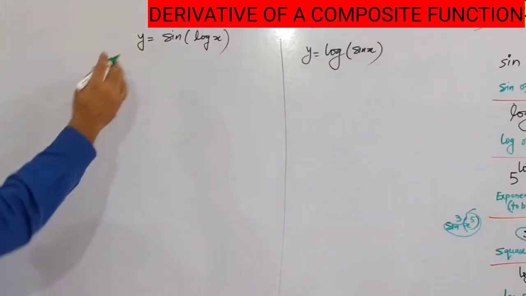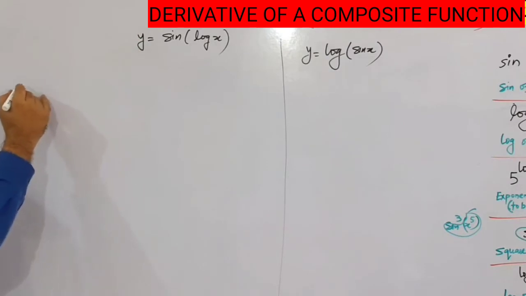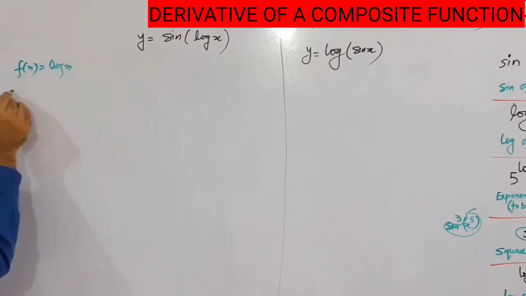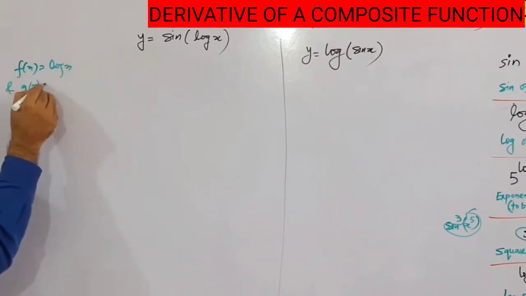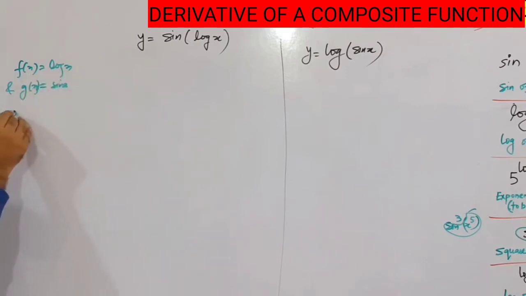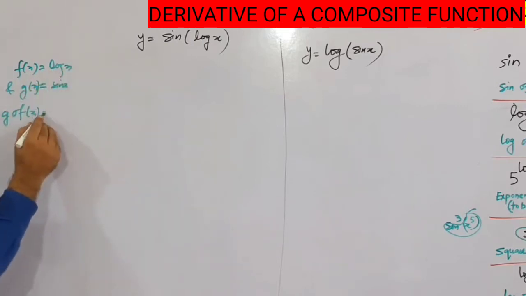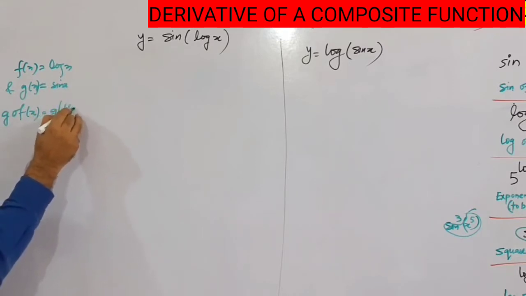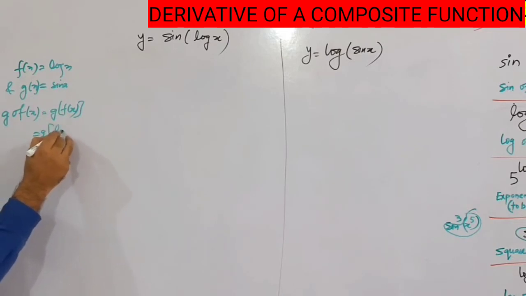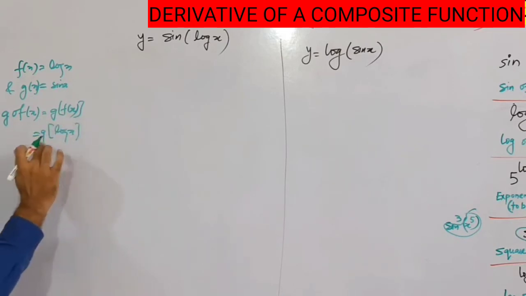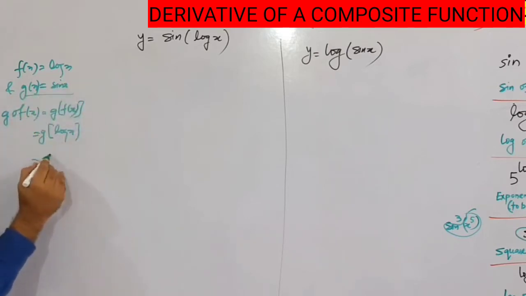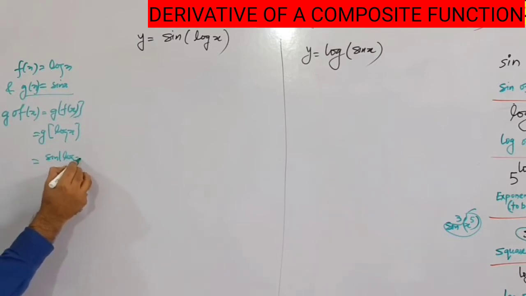Let's talk about it. Here we have y is equal to sine of log x. If I take f(x) is equal to log x and g(x) is equal to sine x, then easily we can see this is actually g of f(x). G of f(x). Now f(x) is log x. So g of log x. G of x is sine x. Here x will be replaced by log x. So this will give us sine of log x.